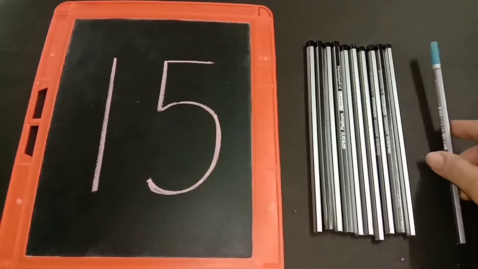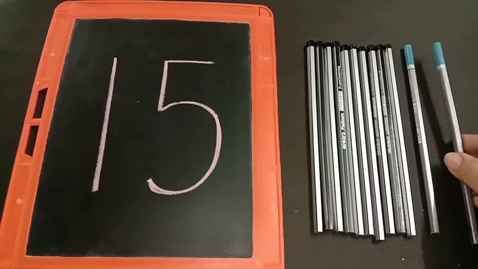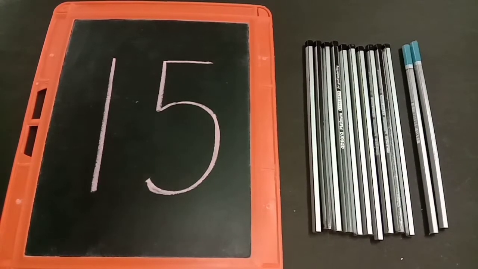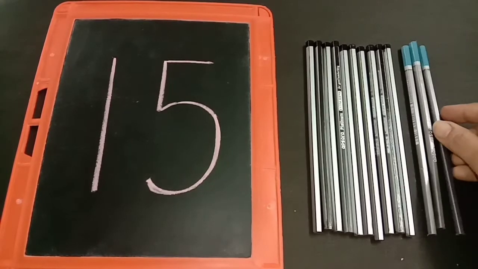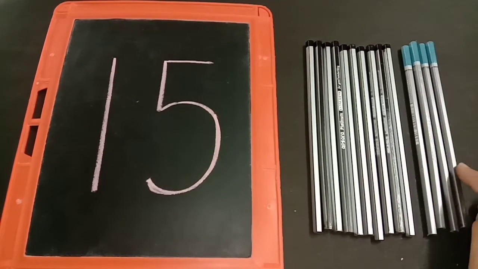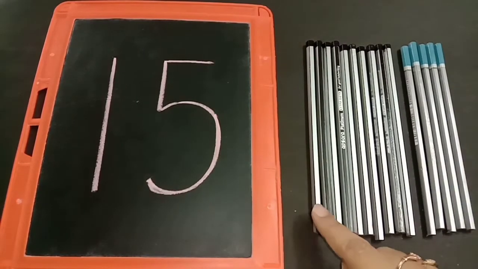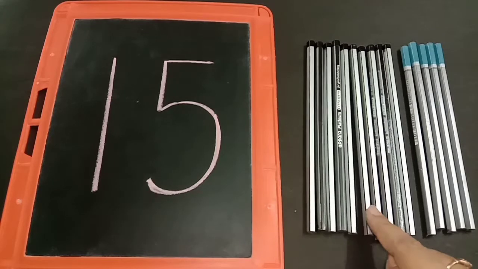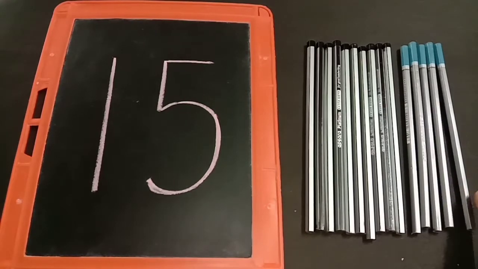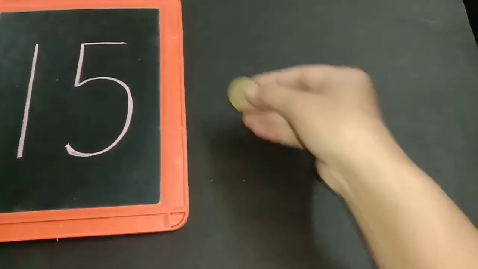Now, if I will put one more pencil, it becomes 11. Now, one more pencil, then it becomes 12. Now, I will put one more pencil, it becomes 13. One more pencil I will put, it becomes 14. Now I will put one more pencil, it becomes 15. 1, 2, 3, 4, 5, 6, 7, 8, 9, 10, 11, 12, 13, 14, 15. 15 pencils. Now let us count coins.